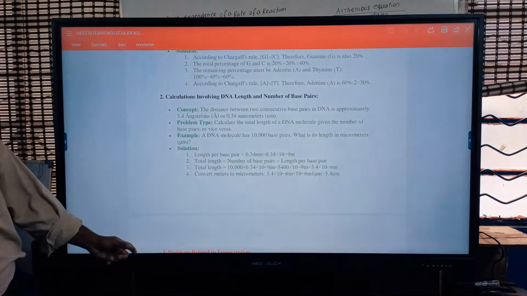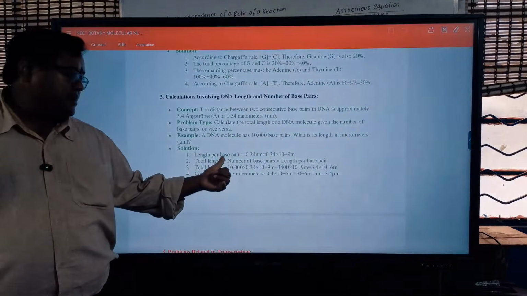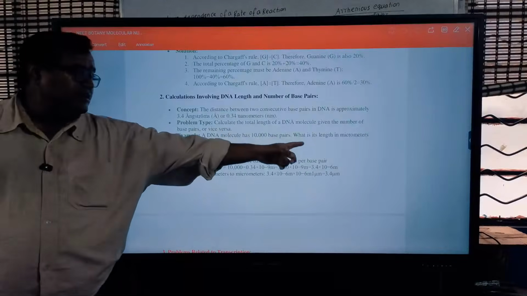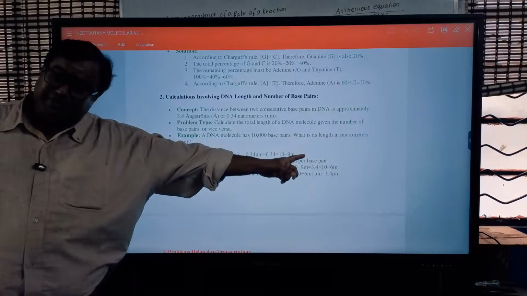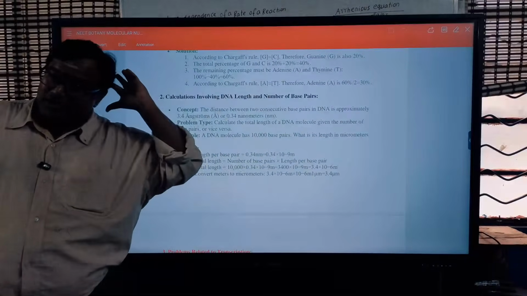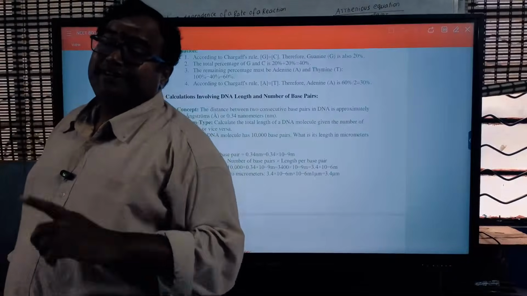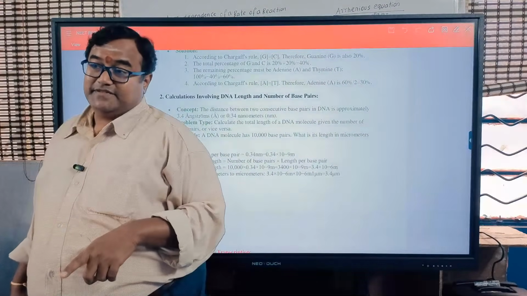If you are not understanding this question, listen again. Length per base pair is different and number of base pair is different. The number of base pair, they already gave in the question: 10,000. And in your book, what do they give? The number of base pair in one turn: 10 base pair. They gave 10 base pair.